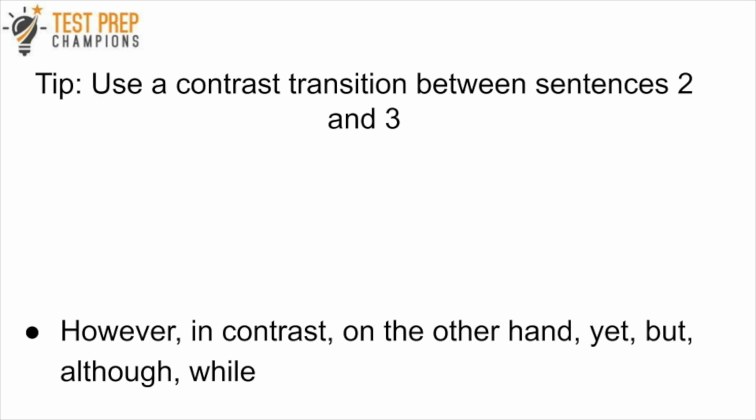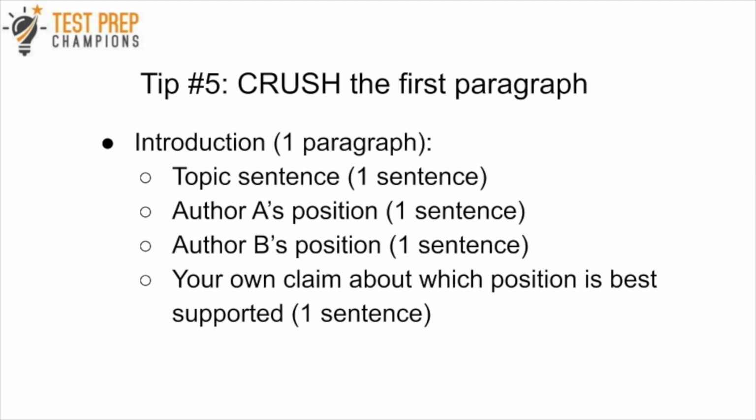So remember your contrasts. I have some examples down below. For example, if it's about diamond mining, you could say author A believes that diamond mining is good. However, author B believes diamond mining is bad. Now you'd probably want to go a little more in depth and give a little more detail than that, but that's roughly an example of how you would do it. All right, and then after those two sentences, you want to go on and state your own claim about which position is best supported.